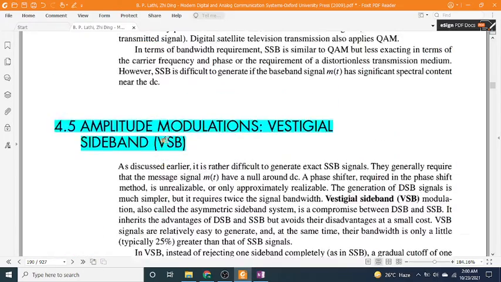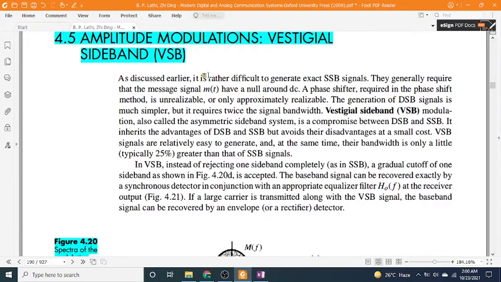As discussed earlier, it is rather difficult to generate exact SSB signals. They generally require that the message signal M(t) have a null around zero frequency. A phase shifter, required in the phase shift method, is unrealizable, or only approximately realizable. The generation of DSB signals is much simpler, but it requires twice the signal bandwidth.